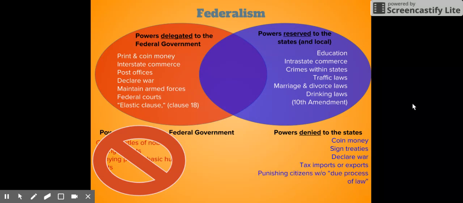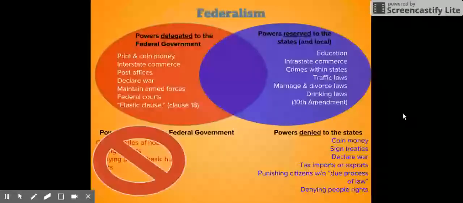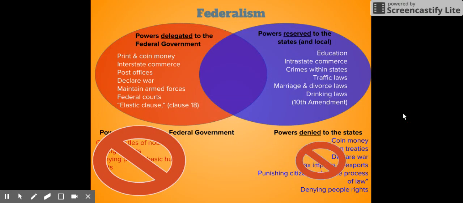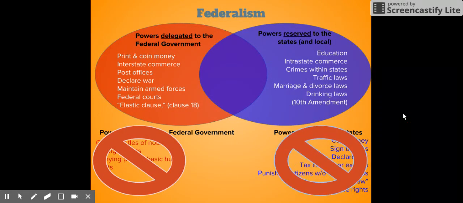They can't punish citizens without what we call due process of law. Those are those rules when you see on TV someone getting read their rights to remain silent, that an attorney can be provided for them. Those are due process rights. We'll be looking at those later as well. Denying people basically any kinds of rights, the states cannot do that. So there's certain denied powers as well.